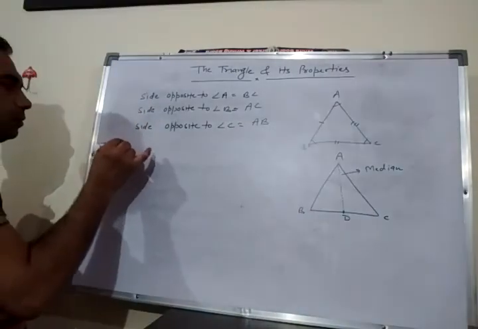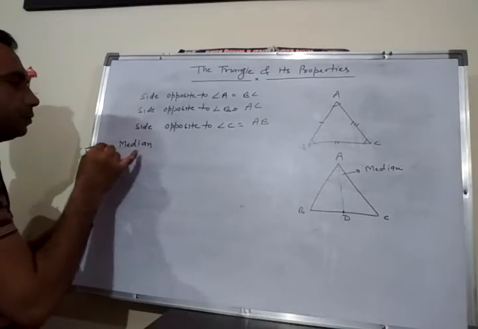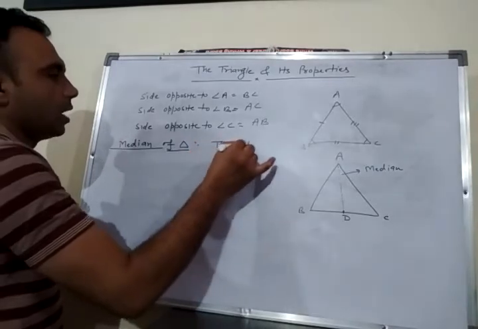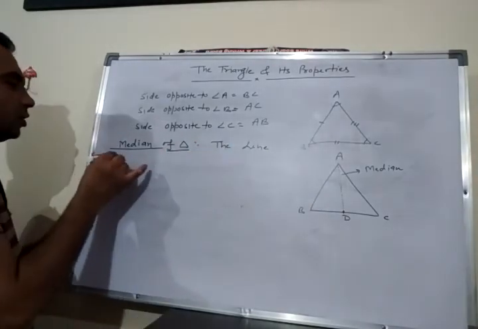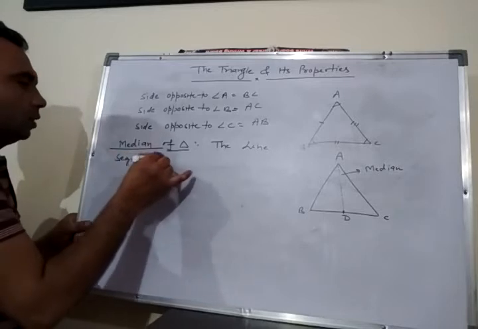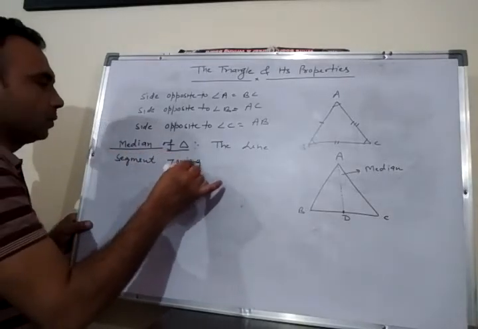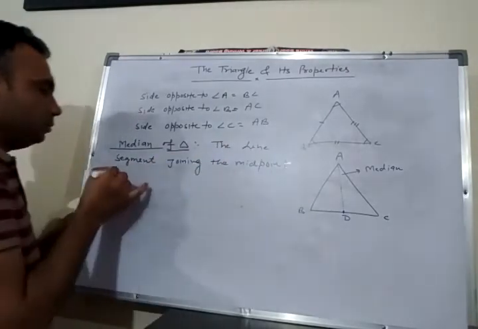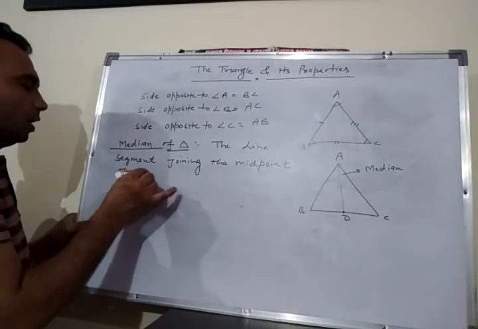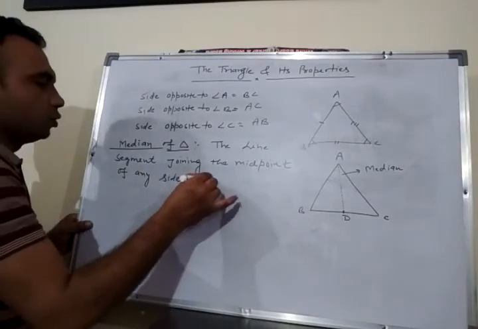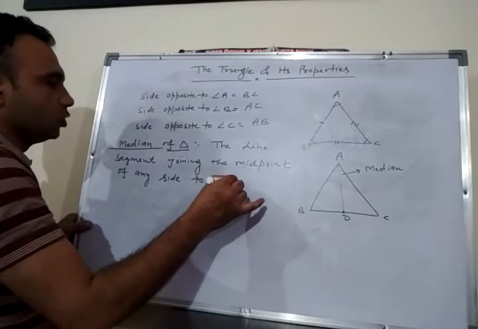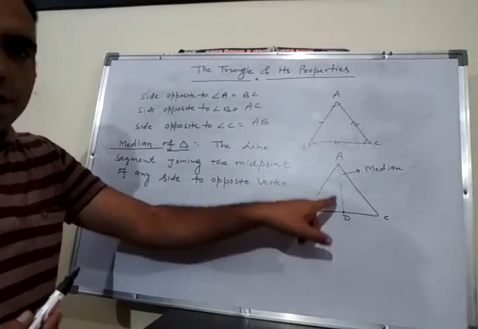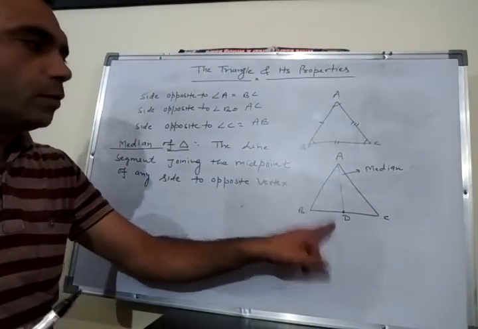Median of a triangle. What is the median of a triangle? The line segment joining the midpoint of any side to the opposite vertex. So this is the median AD, from A to the midpoint of BC.